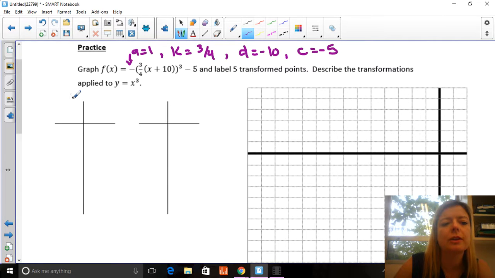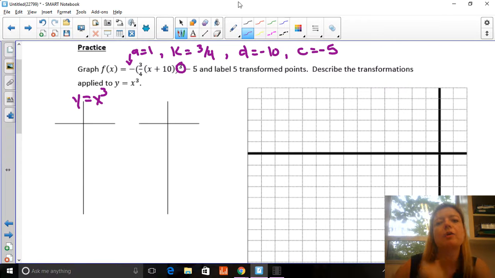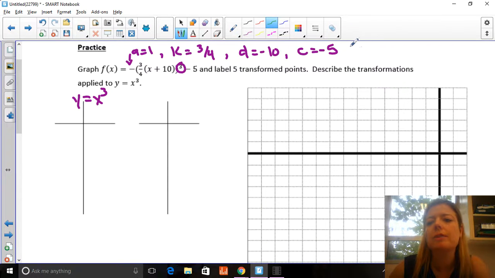Your parent function is y equals x to the power 3, okay, because of this 3 here. And now you just need to create your initial table of values for your cubic function, which I did in example 1, and transform each point using what you know about how to transform points. So x over k plus d and ay plus c.